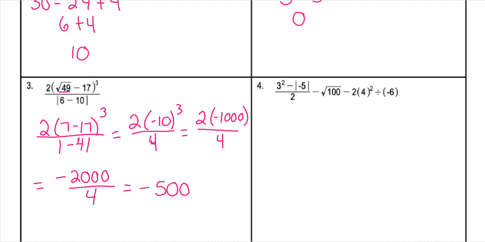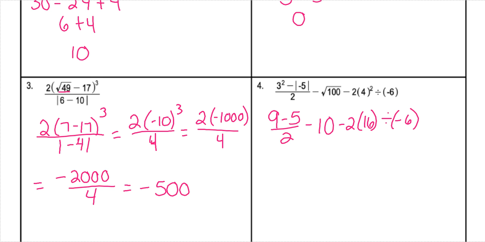All right, let's look at number 4 here. So we've got a lot going on. I'm going to focus first on my fraction. So 3 squared is 9 minus the absolute value of negative 5, which is positive 5. So I can simplify that. And then working from left to right here, I can also simplify my radical. So the square root of 100 is 10. And I can take care of my exponent there. 4 squared is 16. And then we'll worry about dividing by negative 6 later.